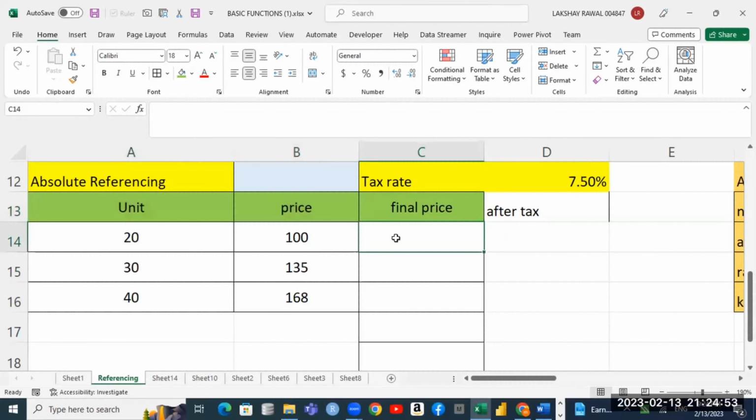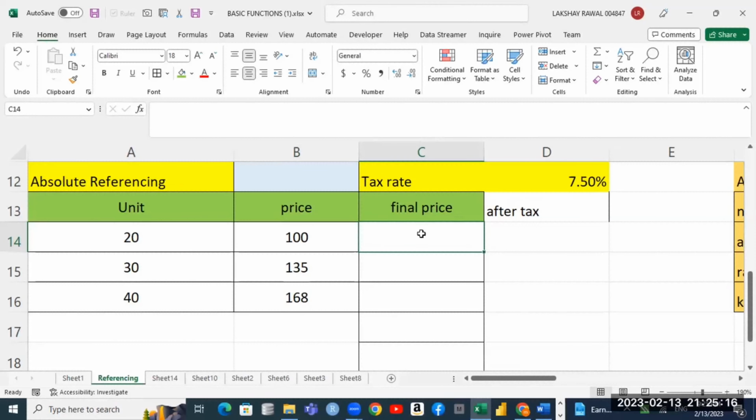Now, units sold and price per unit are given to me. Suppose this is a small case study. Number of units sold is given as 20 and price per unit is 100 rupees. So what would be the formula to calculate the final price based on this given data?